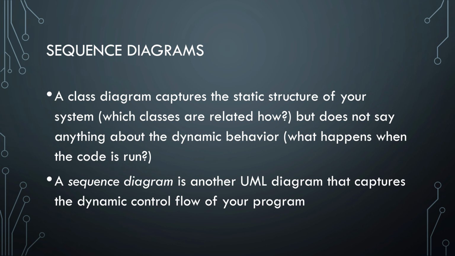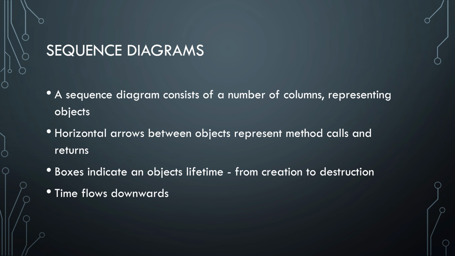What's a sequence diagram? It captures the dynamic control flow of your program. This is opposed to class diagrams that capture the static nature of the system, concepts and their relations. Class diagrams don't say anything about what happens when you actually run the code. Sequence diagrams do. A sequence diagram has a number of columns that represent objects. Arrows between these objects represent method calls. Boxes indicate an object's lifetime from creating them to destroying them, and finally time flows from the top to the bottom.